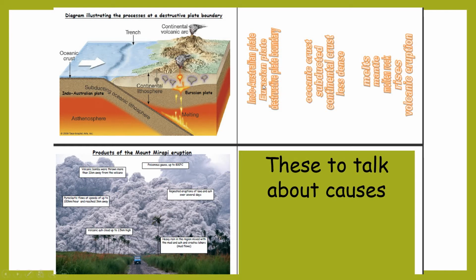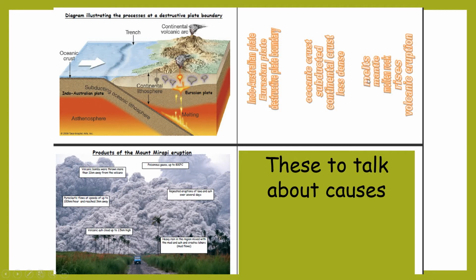And what this list of words gives you, in the correct sequence, is a list of words for you to write a paragraph to explain what caused the eruption. So the Indo-Australian plate is subducting beneath the Eurasian plate at a destructive plate boundary. The oceanic crust is more dense, so it is subducted beneath the continental crust. Oh, that should say more dense. You could say the continental crust is less dense.